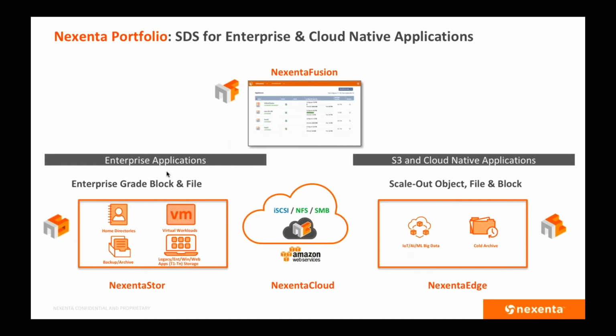To give you a little bit more on where these technologies fit, NexentaFusion, as I mentioned, is our overall management single pane of glass orchestration for our technology. On the bottom right, our scale-out object file block technology, more designed for those big data, IoT, machine learning, AI, cold archive types of workloads. But today we're going to focus a lot on those traditional enterprise-grade block file technologies and really dig into that technology itself.